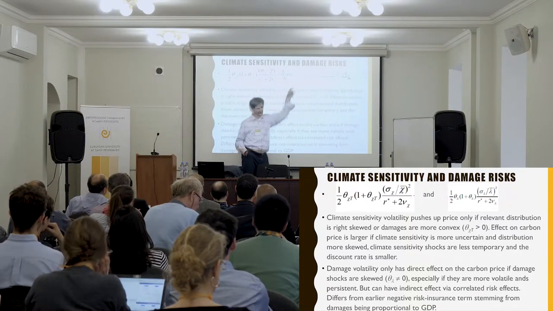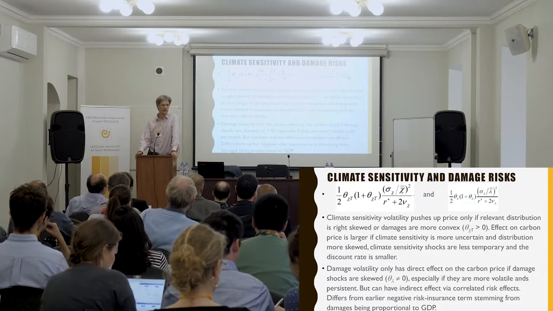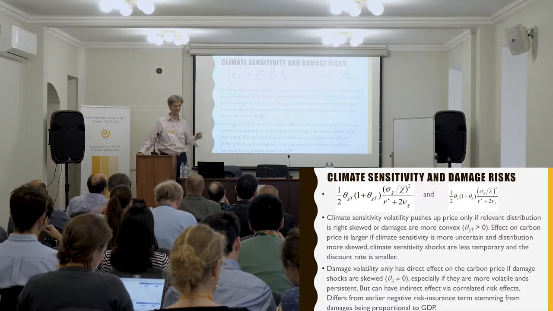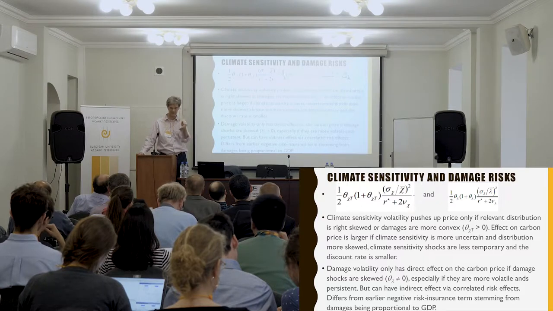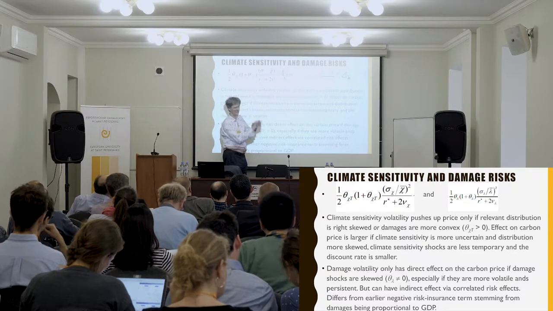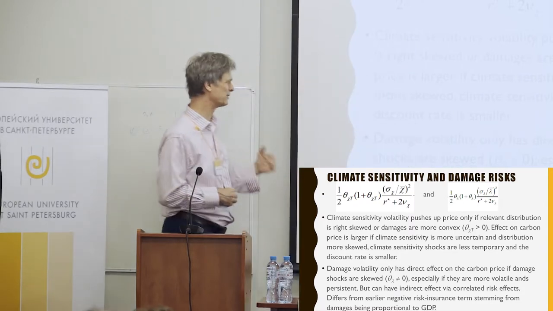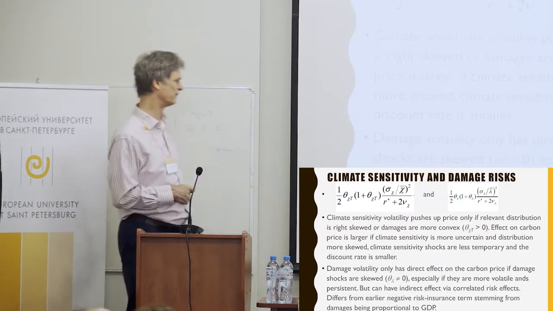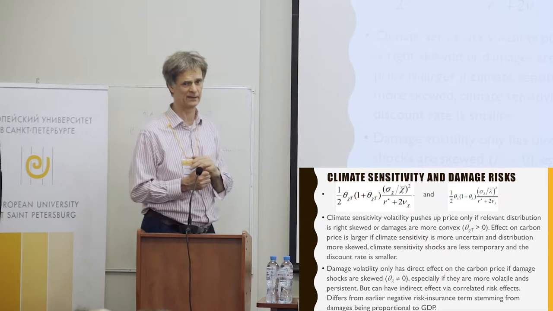Damage volatility is easier. I've seen papers that do lots of numerical simulation and find almost no effect of the damages volatility on the price of carbon. I think we prove here that if you have a normally distributed damage uncertainty, so if it's not skewed, so this theta-lambda term, which is kind of a skewness parameter, is zero, there will be no effect on the price of carbon. So it doesn't depend on the convexity of damages. The damage volatility only has a direct effect on the carbon price if damage shocks are skewed, and more so if they're more volatile and more persistent. So this explains a lot of things people get out of numerical simulations.